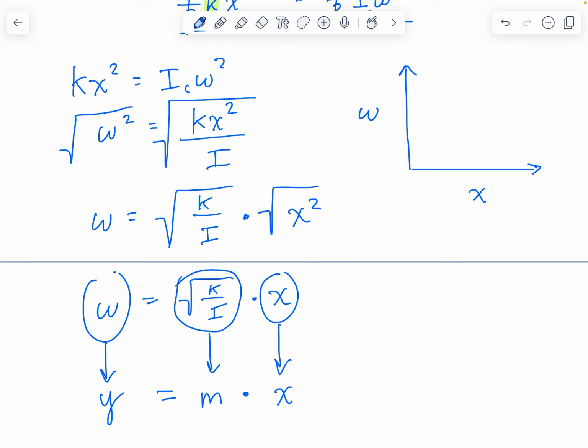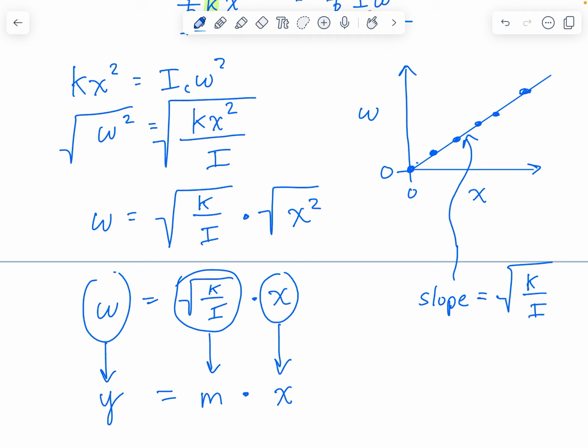And if we find the slope, by the way, I want to point out that 0, 0 does make sense, because if you don't stretch the spring at all, you wouldn't expect the cylinder to rotate. And then from 0, 0, we would expect some sort of linear graph, and we do a best fit line, and the slope of this line we could set equal to the square root of k over I. And then you could mathematically solve for k. So the next step would be to take whatever that slope value is and solve for k.